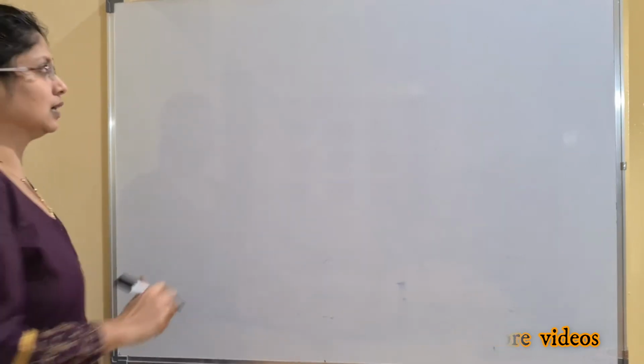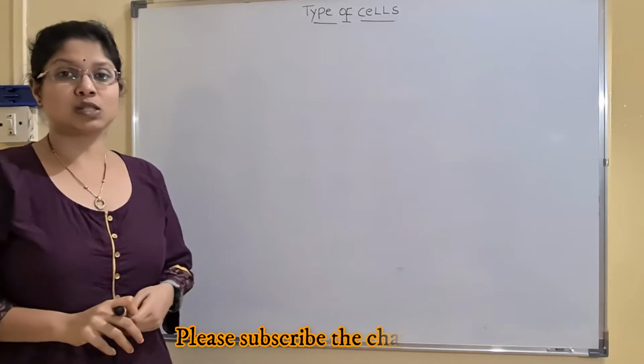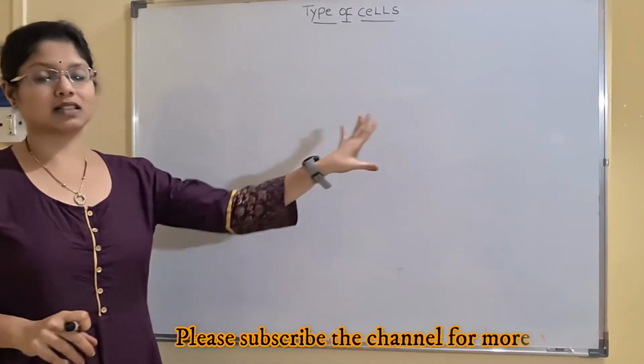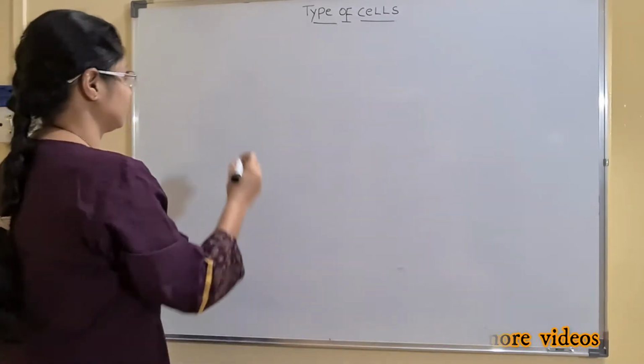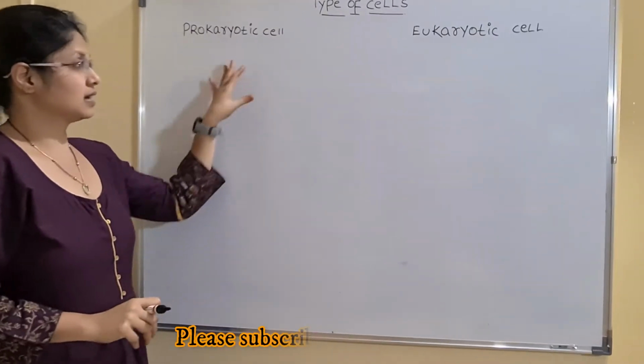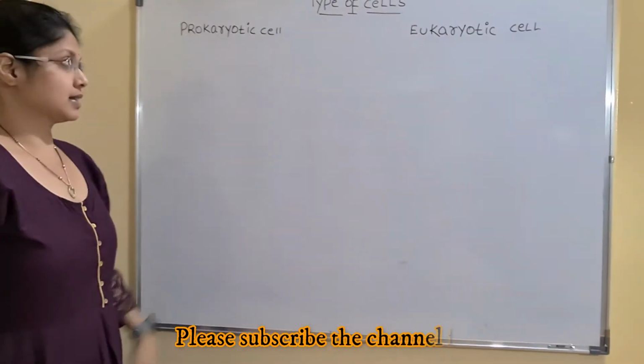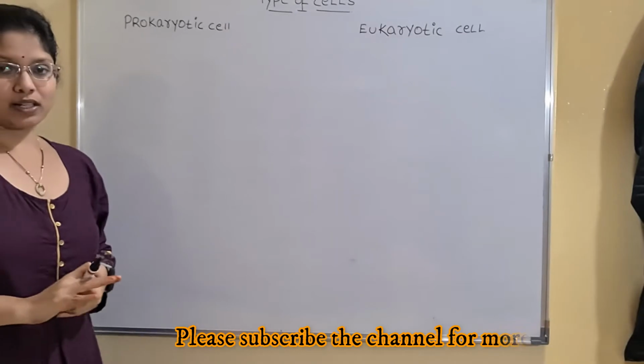First we will take up the types of cells. In types of cells, mainly we have two major types of cells. One is the prokaryotic cell and the other is the eukaryotic cell. These are the two major basic types of cells that we see in biology. So first we will discuss the prokaryotic cell. What is a prokaryotic cell?